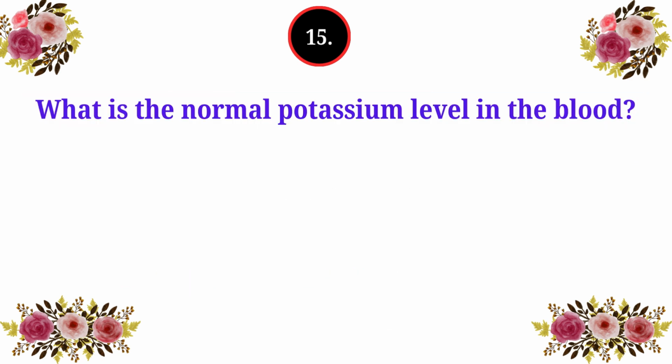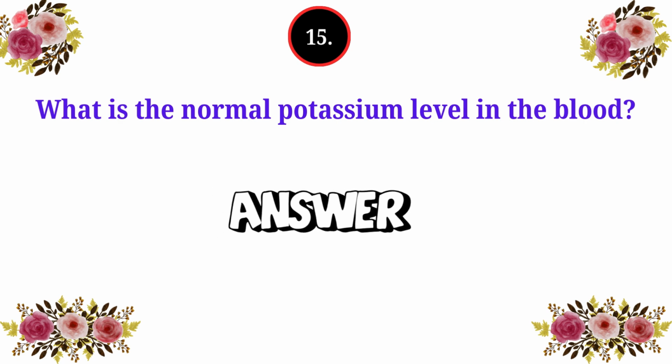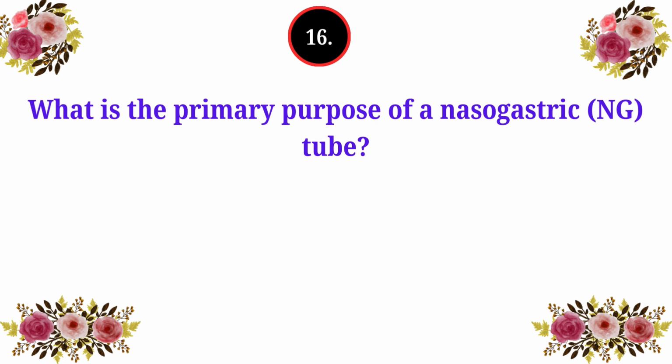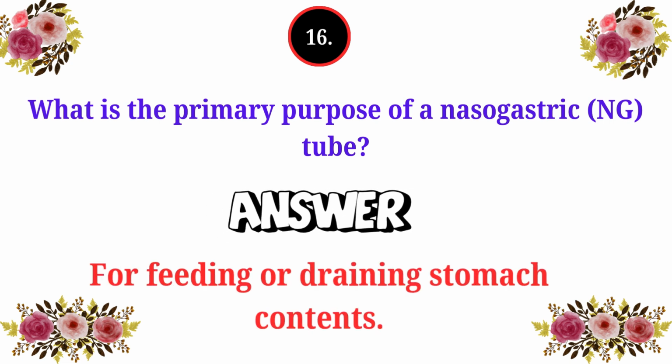15. What is the normal potassium level in the blood? 3.5 to 5.0 milliequivalents per liter. 16. What is the primary purpose of a nasogastric NG tube? For feeding or draining stomach contents.